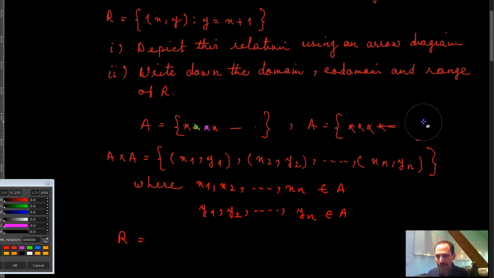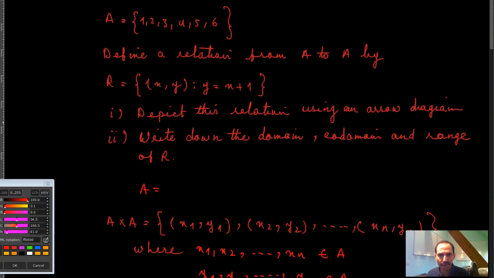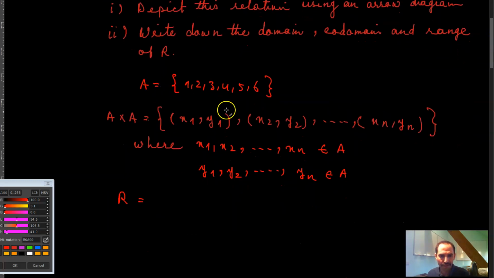Now, if R is supposed to be x plus 1, what that means is that if I write the set A as, for example, 1, 2, 3, 4, 5, and 6, then as a result I would get 1, 1, 1, 2, 1, 3, all the way up to 1, 6, and 2, 1, 2, 2, 2, 3, all the way up to 2, 6, and so on and so forth, all the way up to 6, 6.